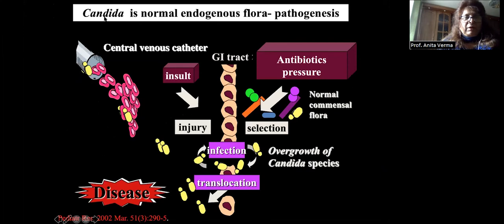To understand how the patient acquires Candida, we all know that these are normal endogenous flora. Antibiotic selection pressure causes overgrowth of Candida species in the bowel. Any insult or injury to the gut will cause translocation. They can seed into the central venous catheter and cause the disease.